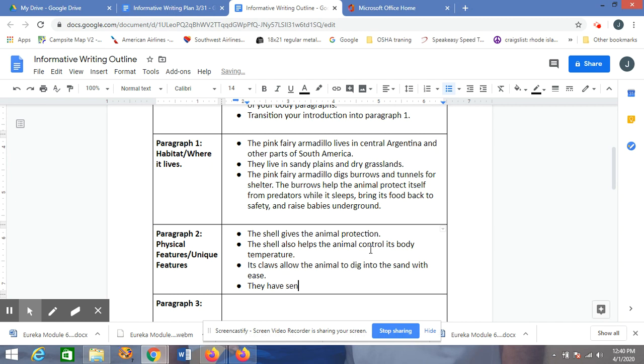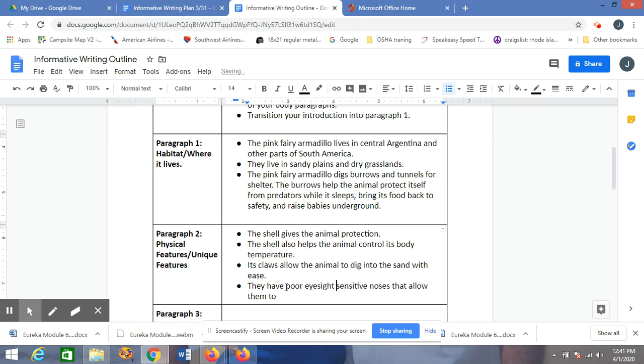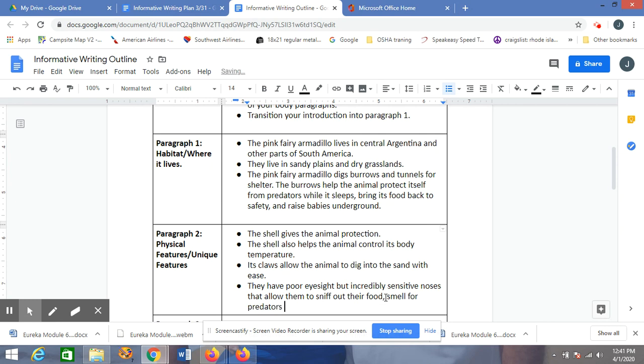They have sensitive noses that allow them, because their tiny eyes actually have poor eyesight. So I'm going to write they have poor eyesight, but incredibly sensitive noses that allow them to smell predators. Allow them to, how about allow them to sniff out their food. Sniff out their food and smell for predators.